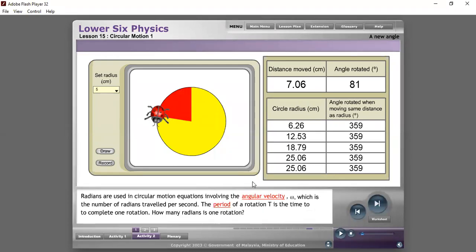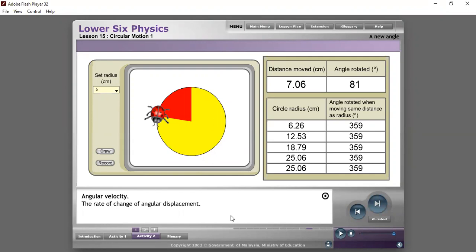Radians are used in circular motion equations involving the angular velocity, omega, which is the number of radians traveled per second. The period of a rotation, T, is the time to complete one rotation. How many radians is one rotation?